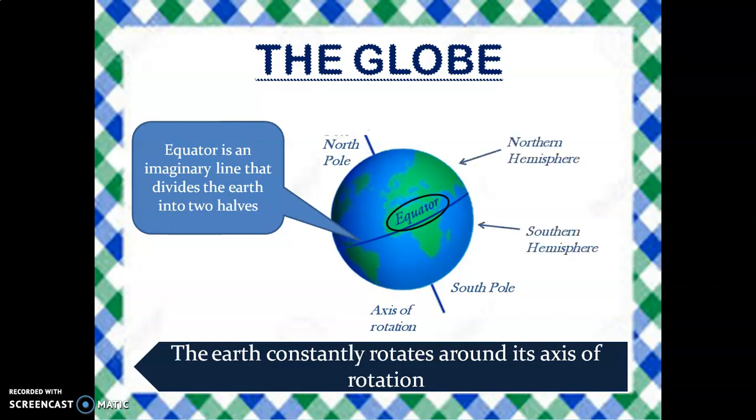So, to the north of the equator is the northern hemisphere and to the south of the equator is the southern hemisphere.